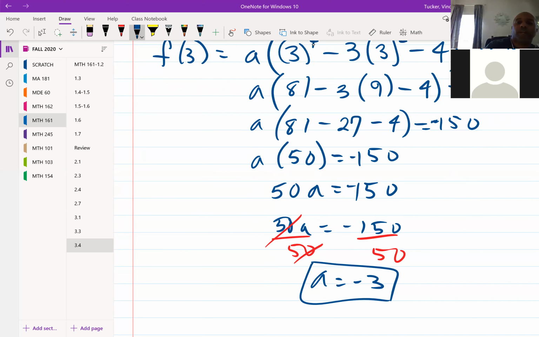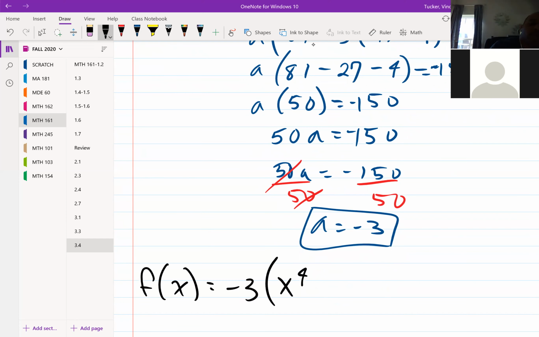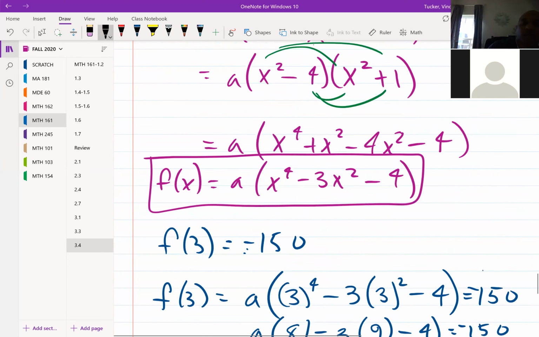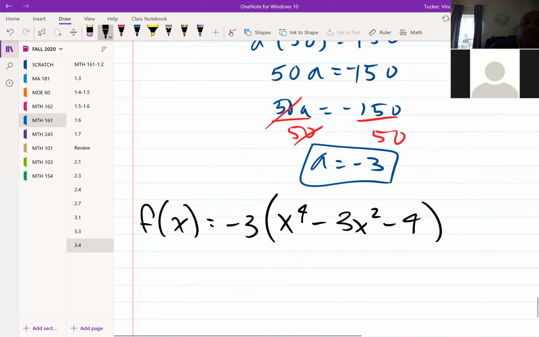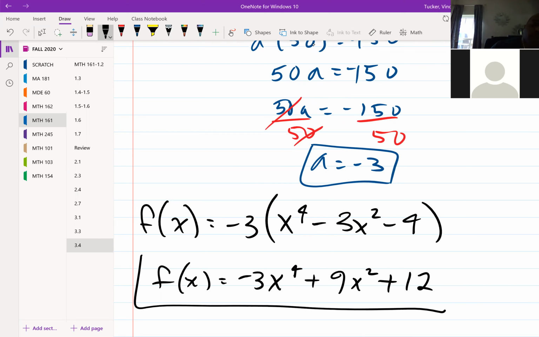All right, so we can put a negative 3 into our function now for a. So that'd be negative 3 times x to the 4th minus 3x squared minus 4. Yep, that's what we should have had. Distribute that negative 3. So that's negative 3x to the 4th plus 9x squared plus 12. And that would be your function.